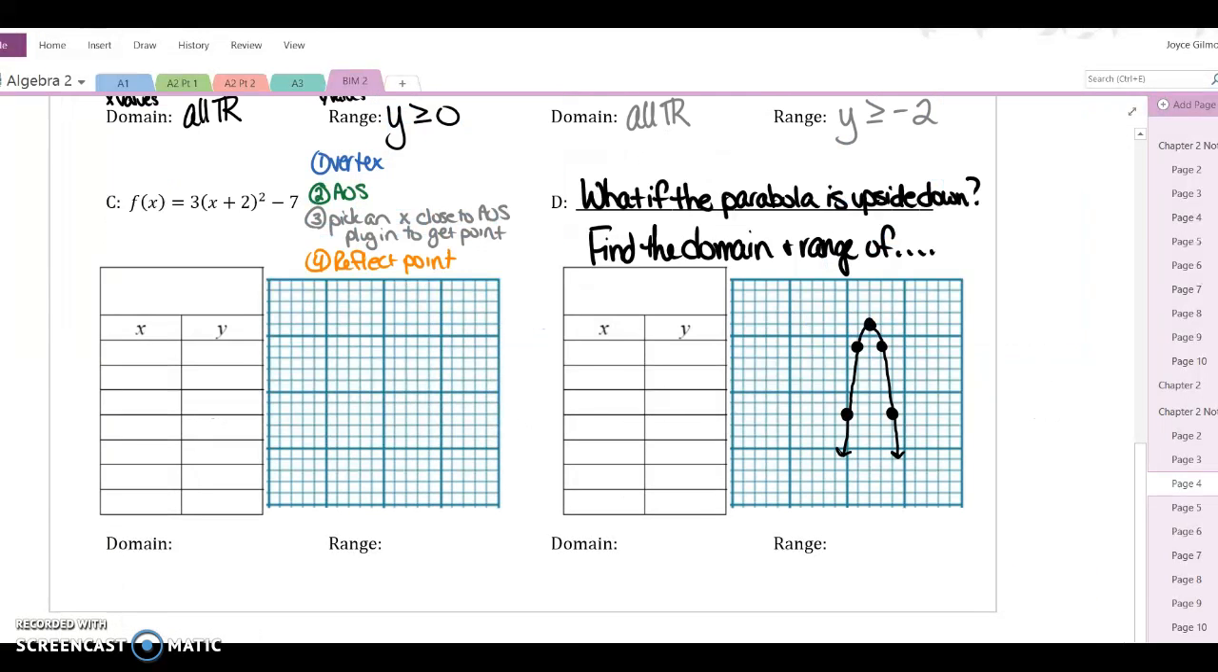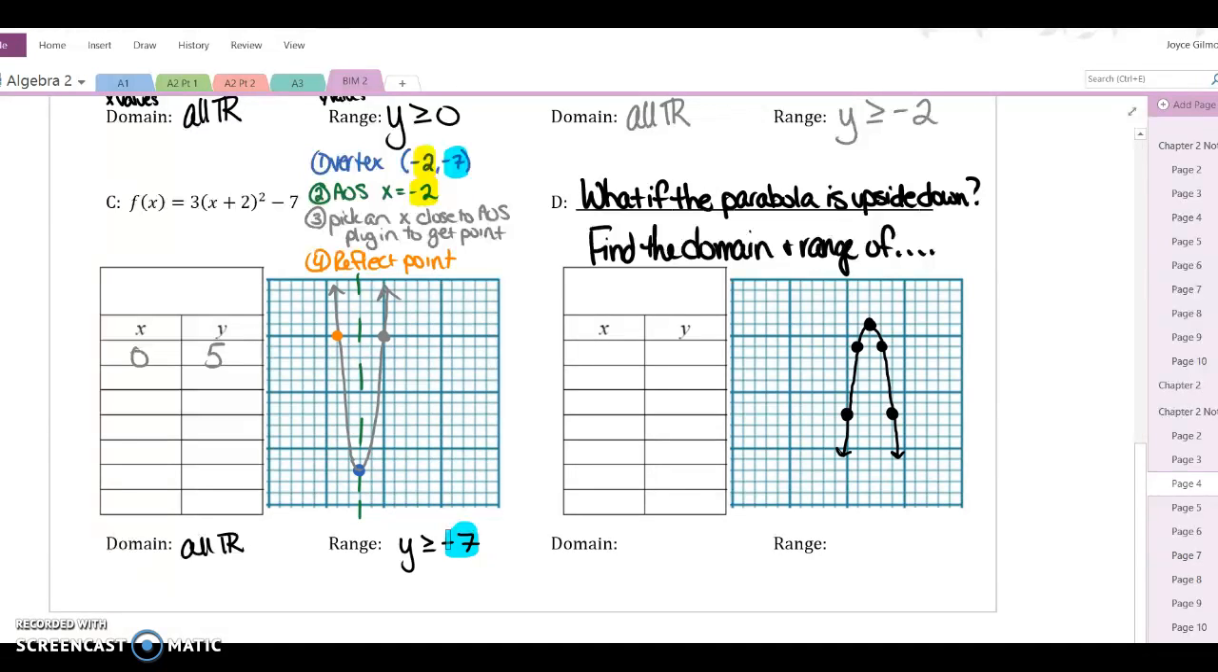All right, do you want to try C on your own? Yeah, go for it. First step, find your vertex. This means left 2, down 7, so your vertex is -2, -7. Your axis of symmetry would then be x equals -2. The domain, that's the easy part, all real numbers. How about the range? Okay, and I want you to see that the vertex and the axis of symmetry are linked. The y value of the vertex and the range are also linked together.